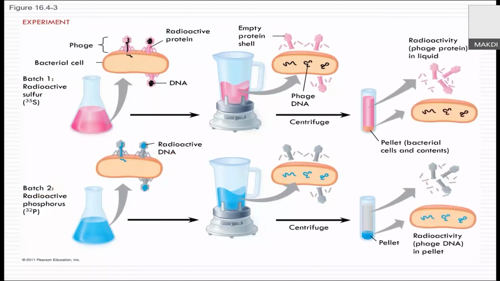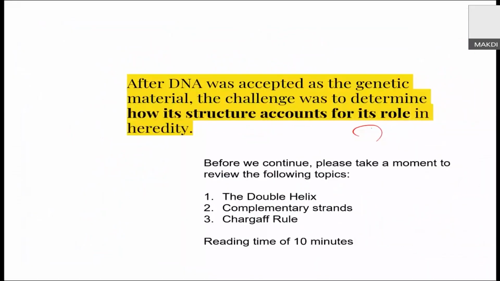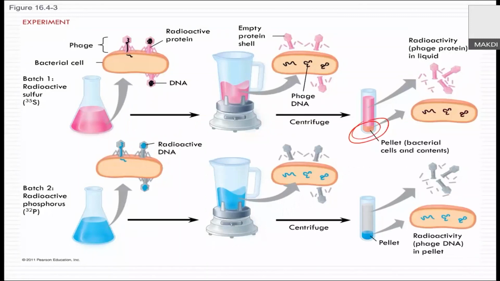So what happened is, after the virus infected the bacteria, they used the centrifuge, a machine that separates molecules based on their density. Bacteria are larger than viruses, so the bacteria should settle at the bottom.